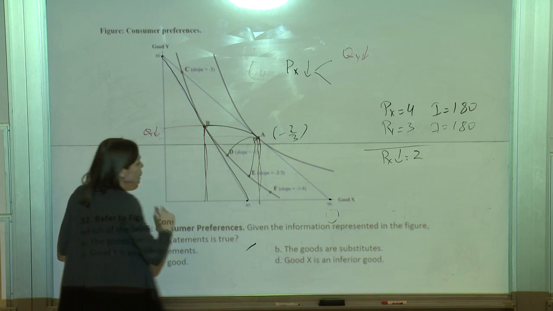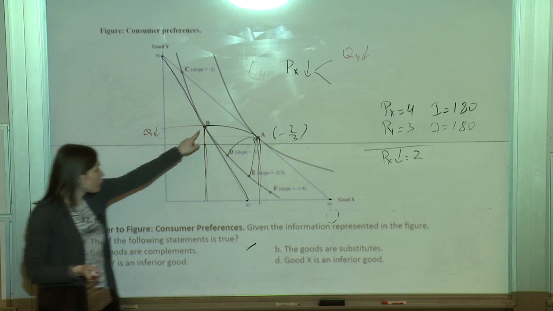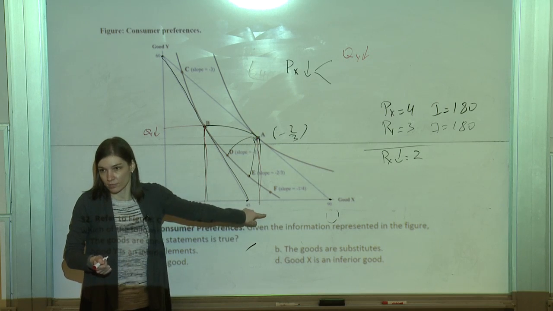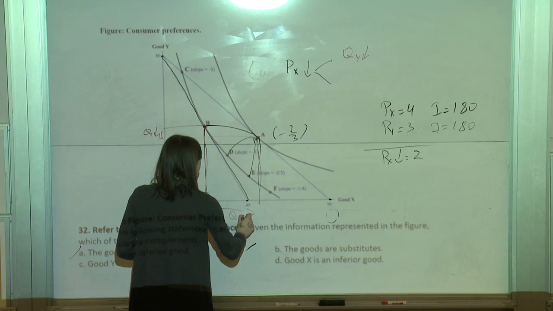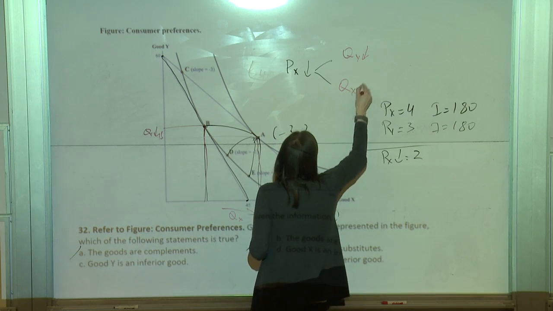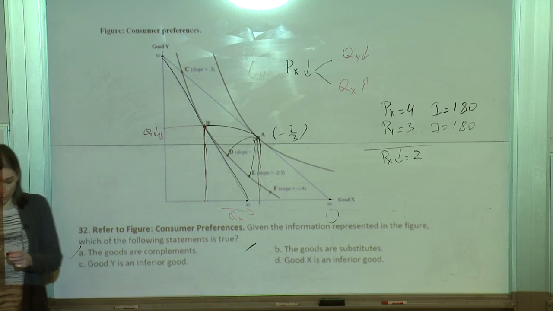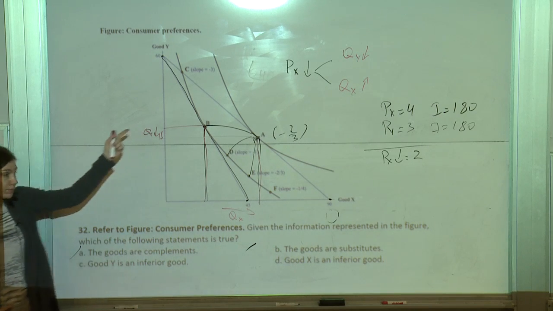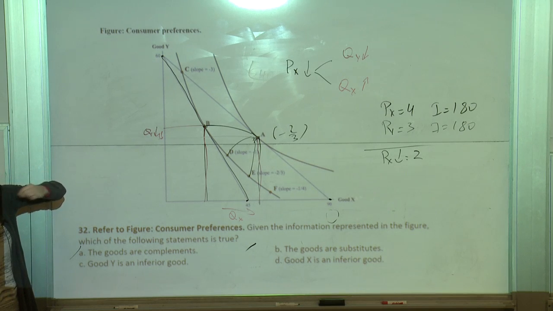That's one of the effects. And what happened with the quantity consumed of good X? Well, from B to A, we're consuming more of X, right? So the quantity consumed of X went up. So those are the two things that we know happened when the price of X went down. What can we conclude based on those results?